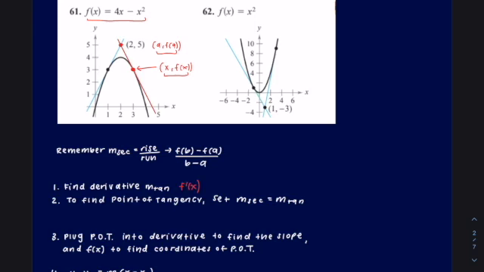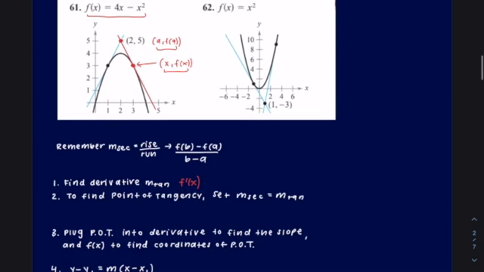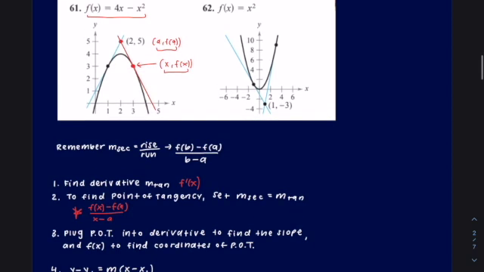Your first step is going to find the derivative of the function. Then you're going to find the point of tangency by setting m secant equal to m tan. So you're going to set the slope of this line equal to your derivative function. The slope of that line is f of x minus f of a all over x minus a. You want to memorize this formula right here. And that's just rise over run. It's very simple. You're going to set that equal to your f prime of x.